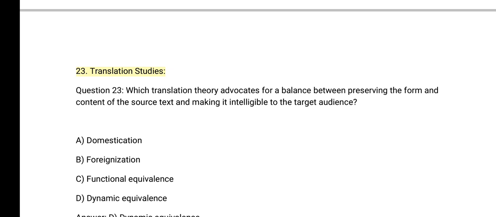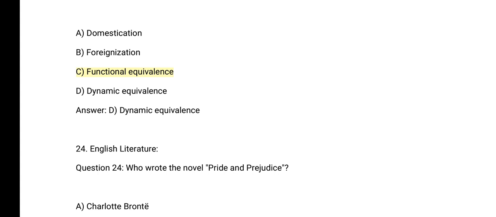23. Translation studies. Question 23. Which translation theory advocates for a balance between preserving the form and content of the source text and making it intelligible to the target audience? A. Domestication. B. Foreignization. C. Functional equivalence. D. Dynamic equivalence. Answer: D. Dynamic equivalence.